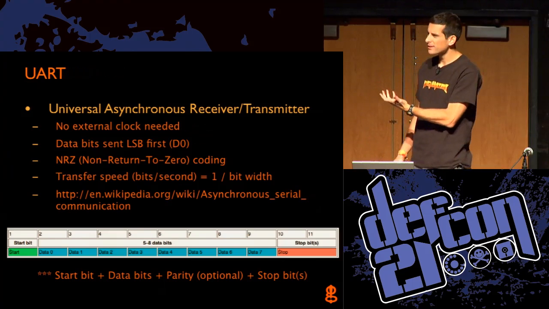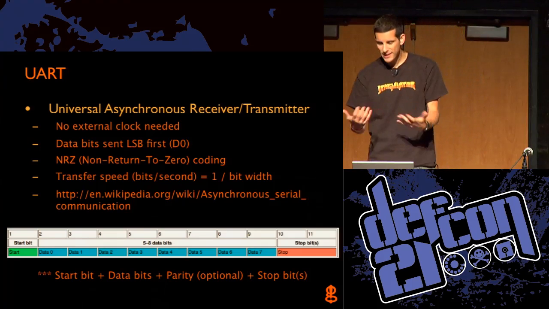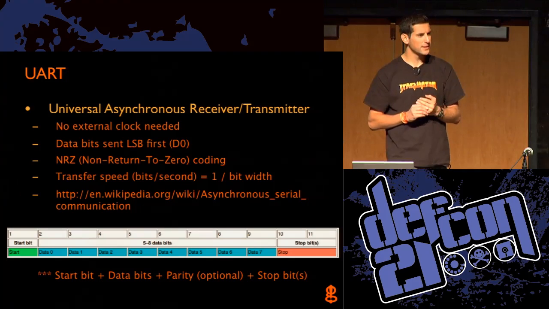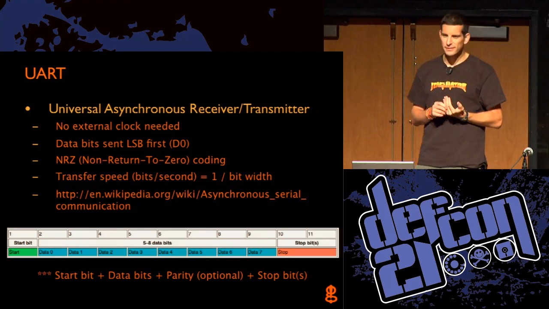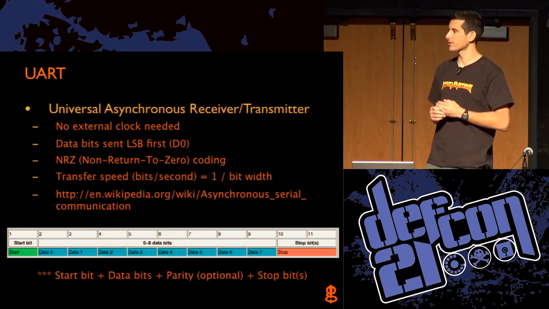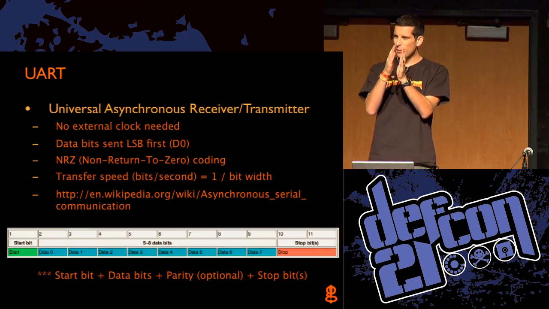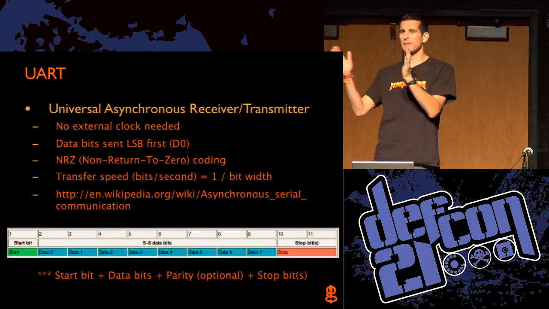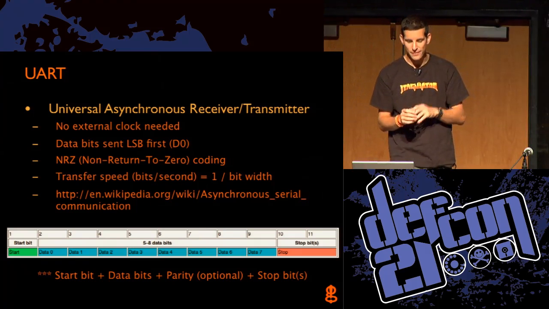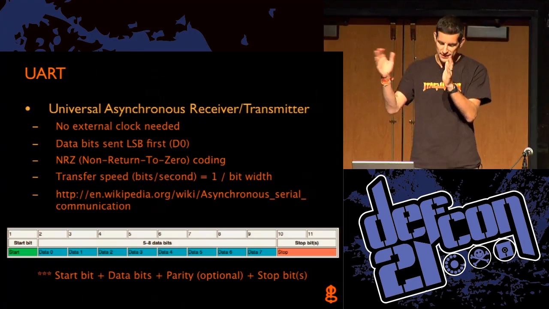UART's a little bit simpler, right? We've all used some sort of serial interface. UART is an asynchronous serial communications method. So there's no external clock. All of the bits are sort of determined by time. So if we have that time right, then the data bits will line up.